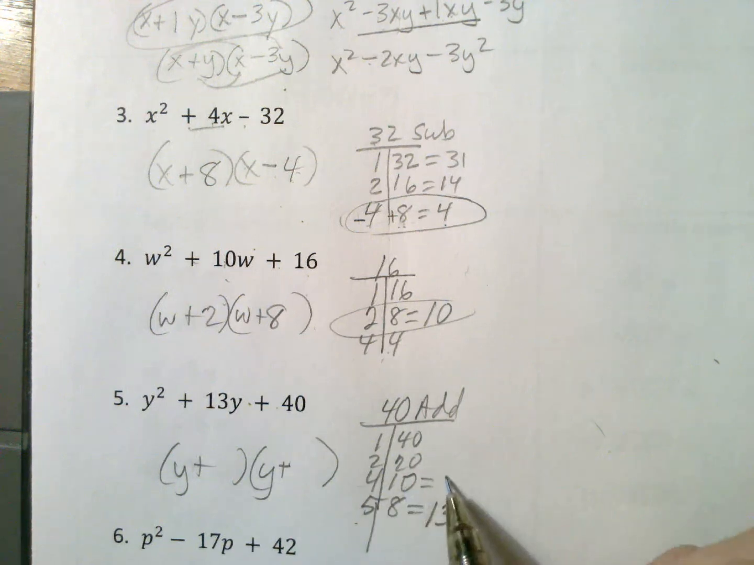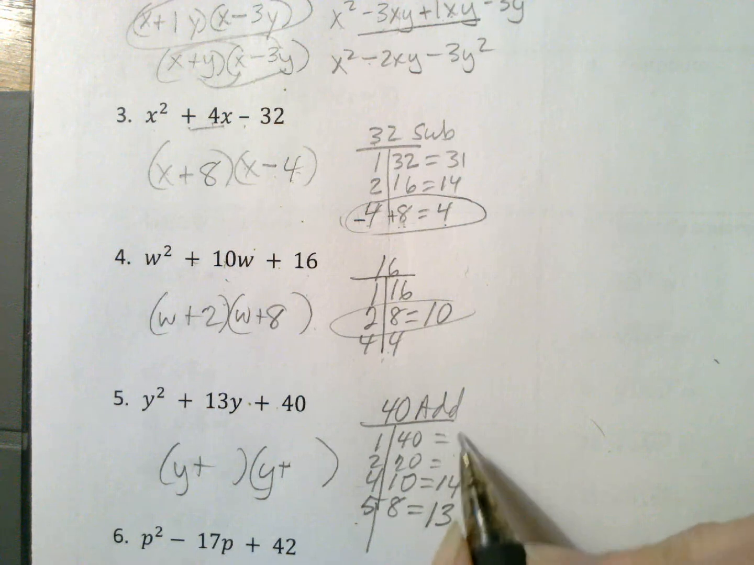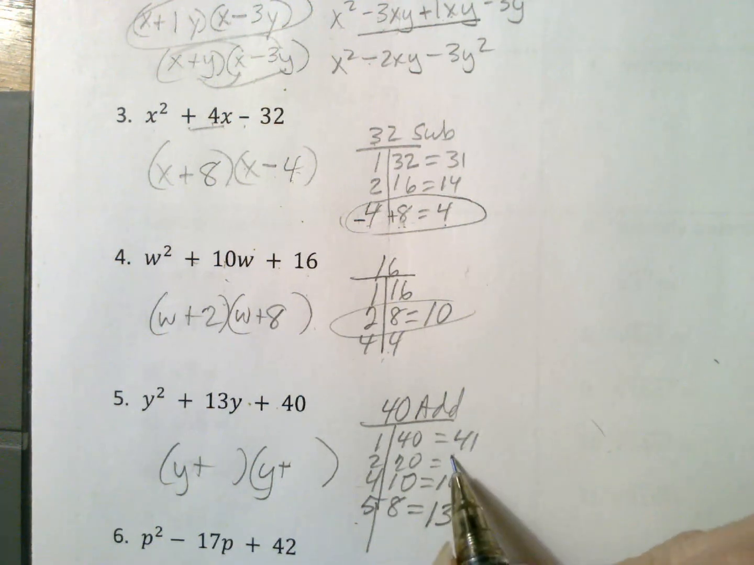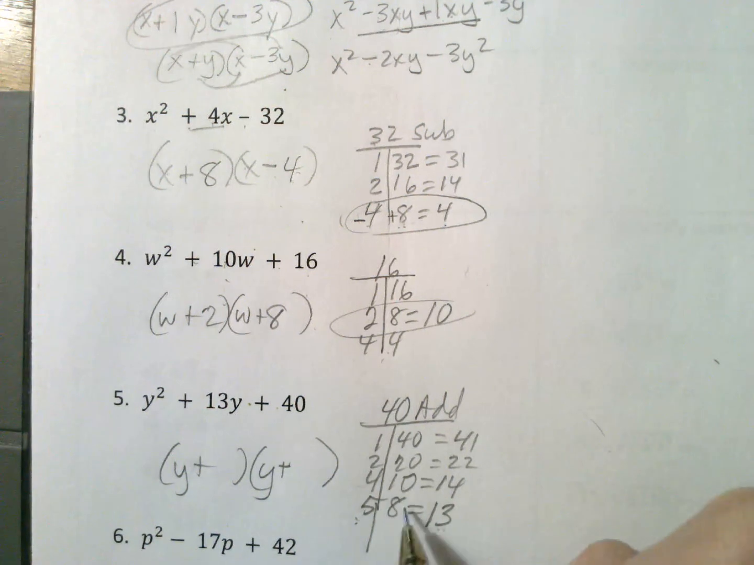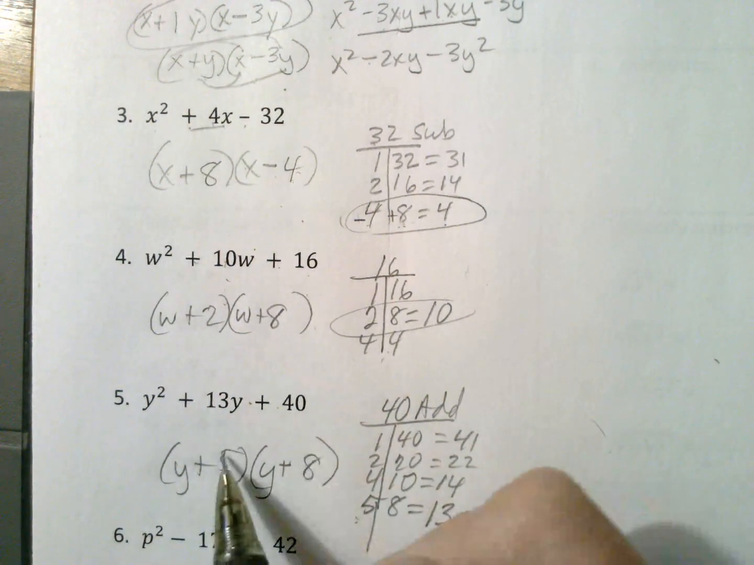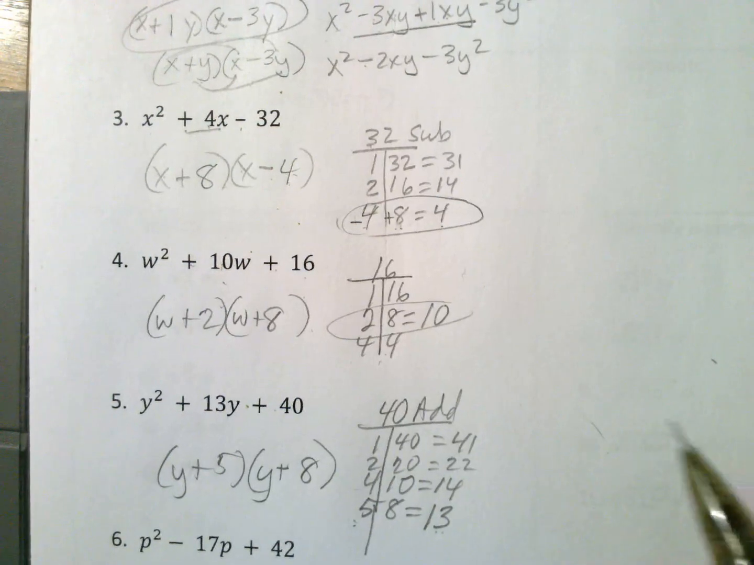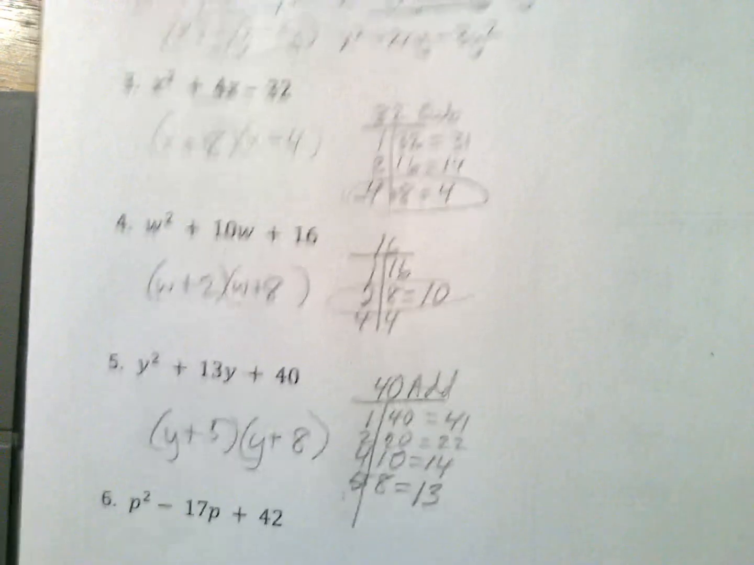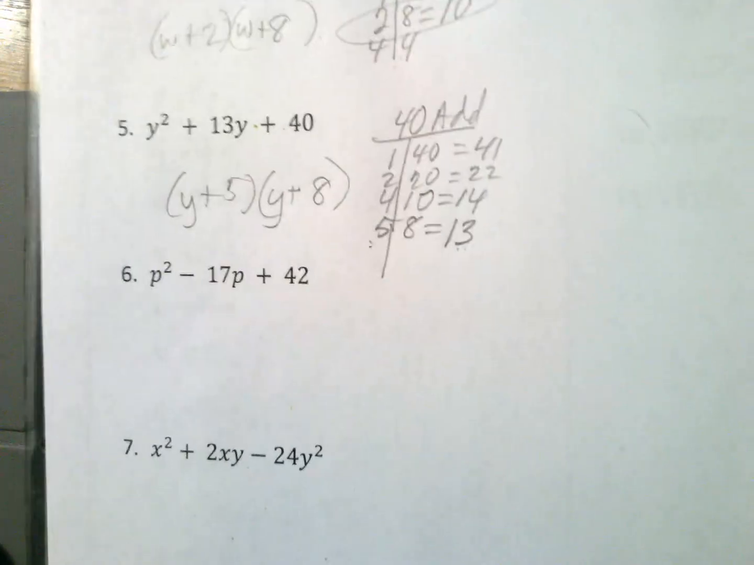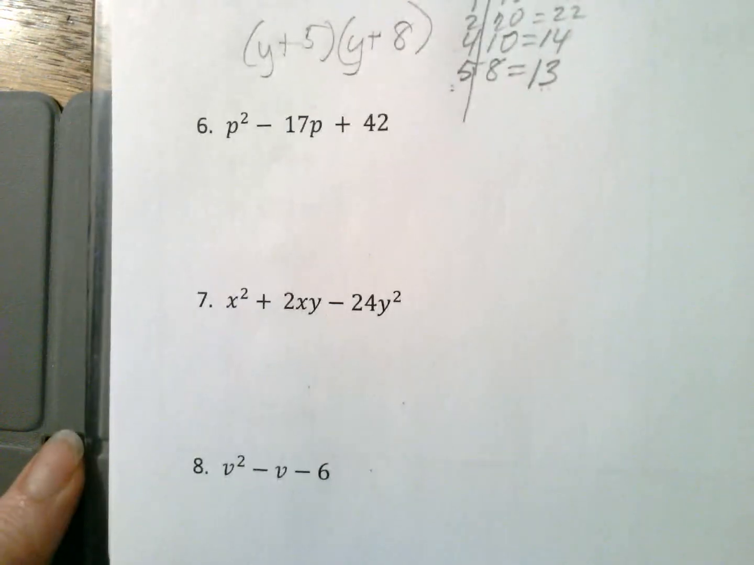This threw me because this is 14. This was 41. This was 22. See how it was getting smaller? I needed to go one more. 5 and 8. Didn't spring to mind. So I'm terrible at factoring, so I need to do the little factor pairs till I remember. Okay. Got a few more here and then we'll be done.